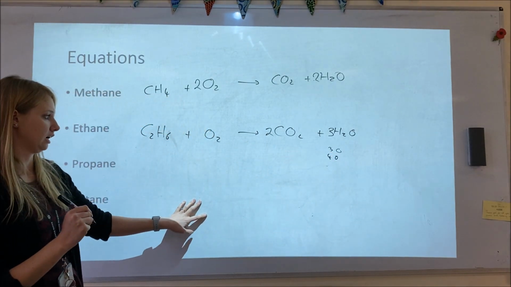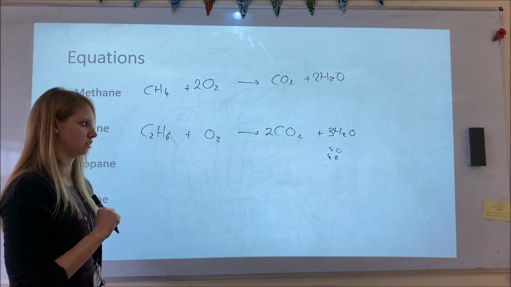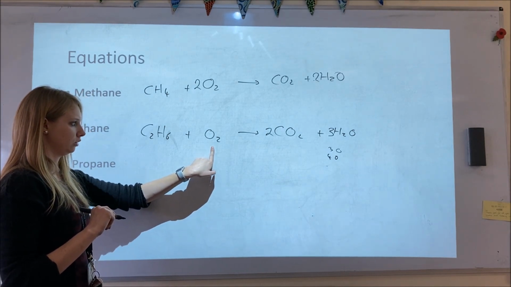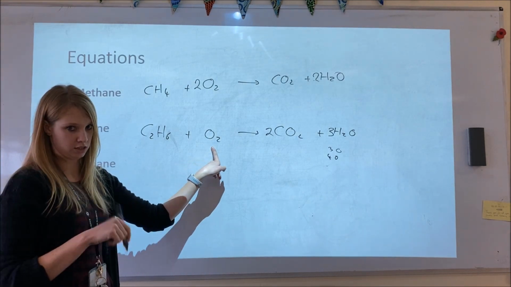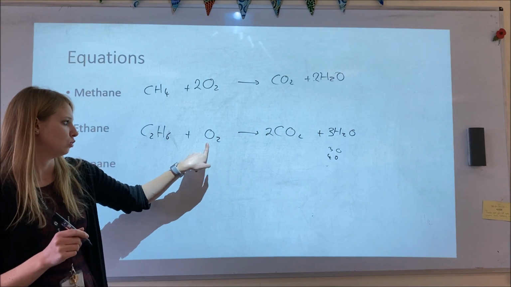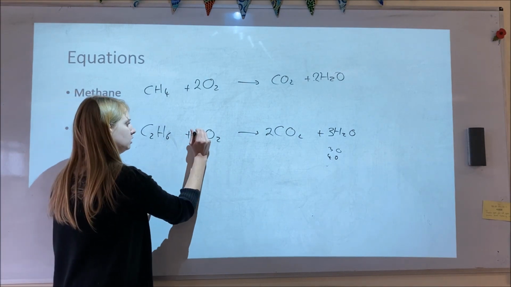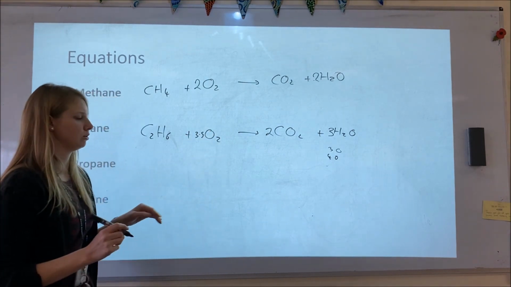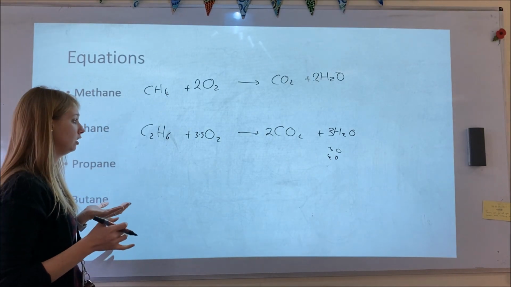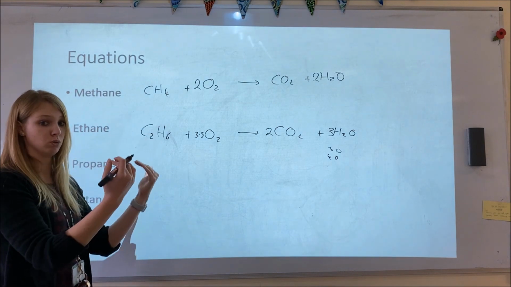Okay, so I've got 7 oxygens on that side altogether, but only O2 here. Now, you can do decimals in a balanced equation. In order to get 7 oxygens here, this would need to be 3.5. That's perfectly okay. You are allowed to do that. You can up it all by 1 if you wanted to.